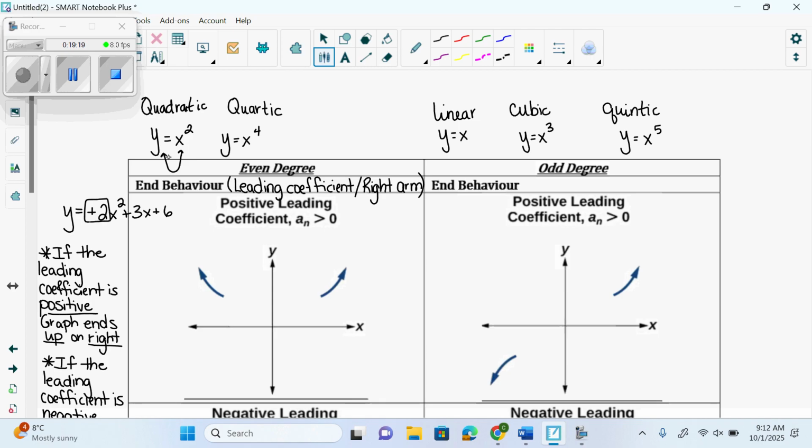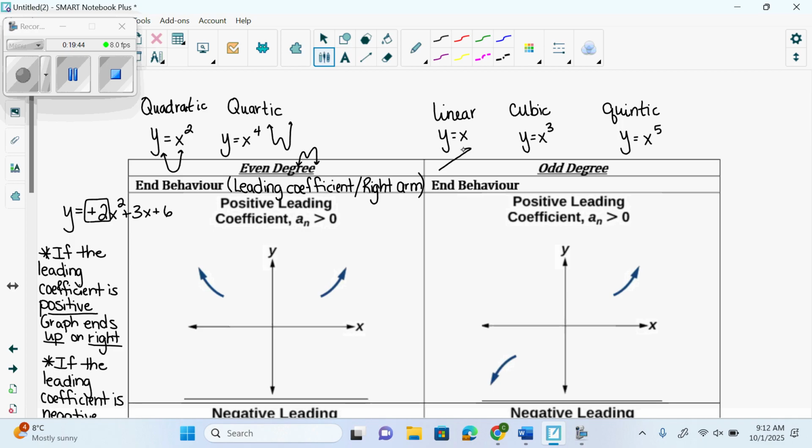Quartics often look like W's or M's. This one ends up on the right. Do you see how the W ends up on the right? This would be positive. This one ends down on the right. It would be a negative leading coefficient. Yeah? Okay, let's look at linears.